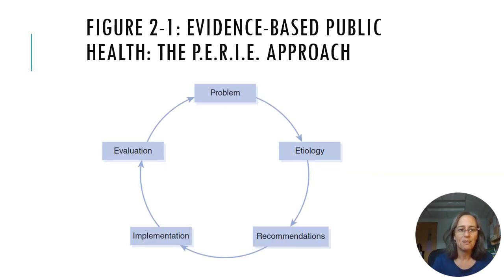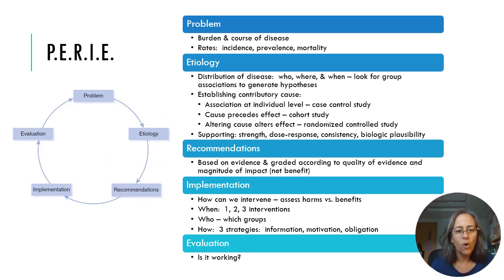Okay. So for Unit 2 then, the evidence-based public health approach: problem, etiology, recommendations, implementation, and evaluation. Here it all is on that same slide that you saw at the very beginning of this unit. Now, hopefully it all makes sense. And I hope you're excited to learn this and be able to understand why some of the things that you've been seeing happening out in the world have been happening, and bringing a new critical lens to them.